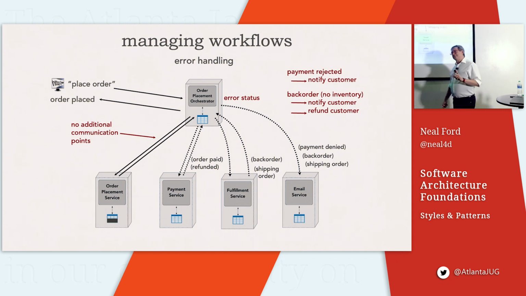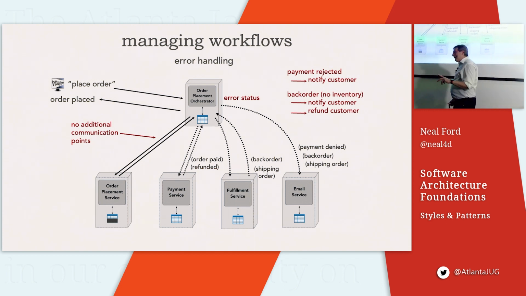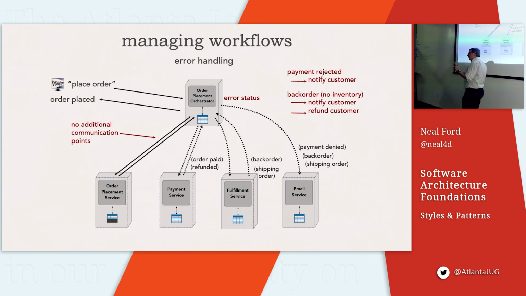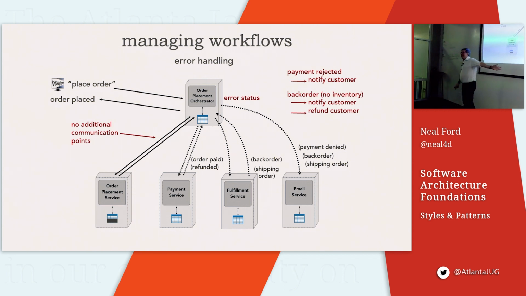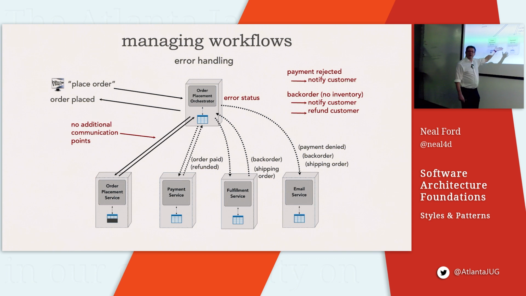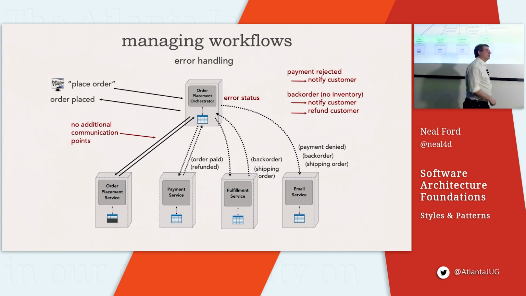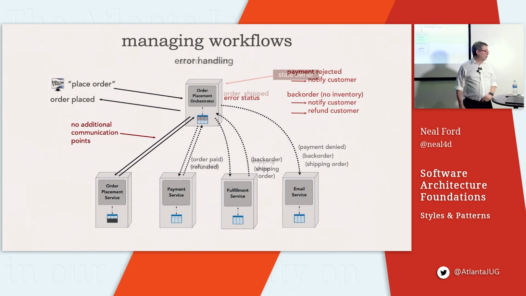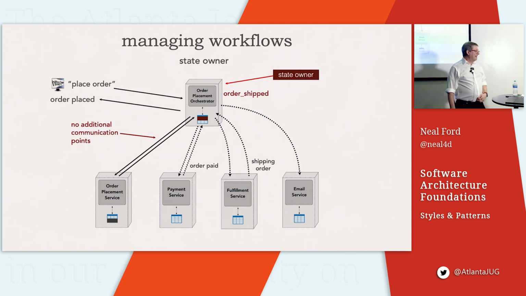Notice that for the happy path and both of the error conditions I looked for, I didn't have to add any more communication paths. The communication paths I needed were already there. I just reused paths that were already established. So no new architecture to handle those things. As you'll see, that'll come in important in just a second. And that is my state owner, which is that orchestrator.